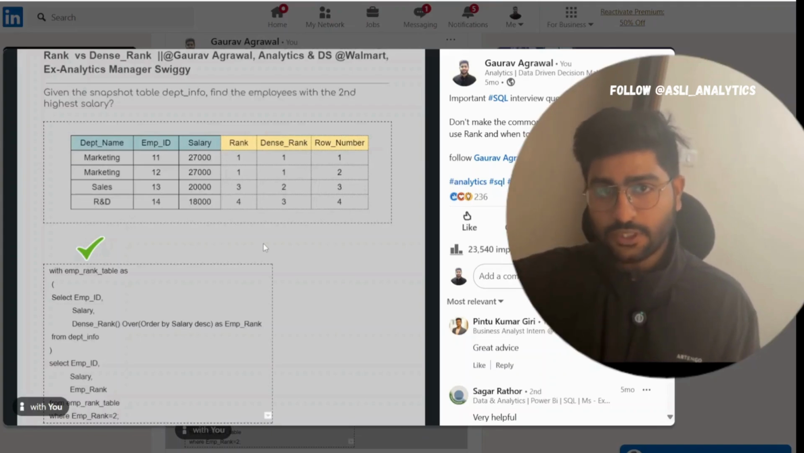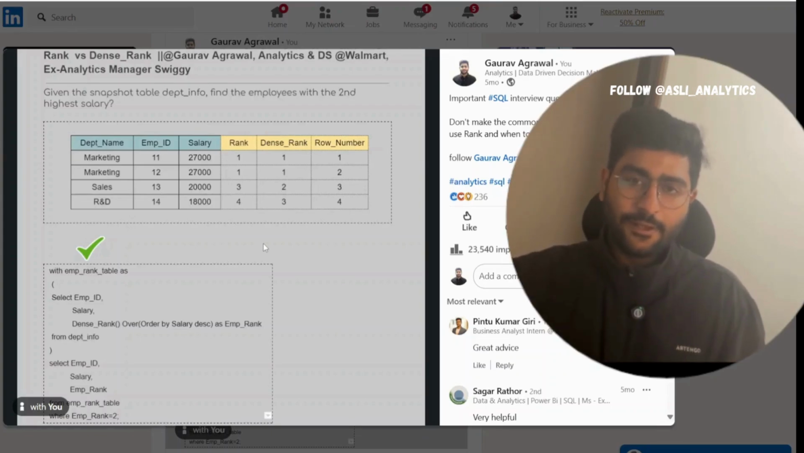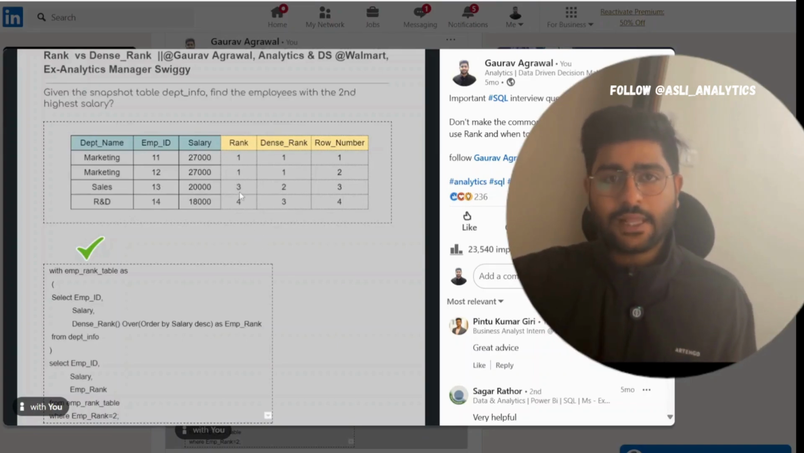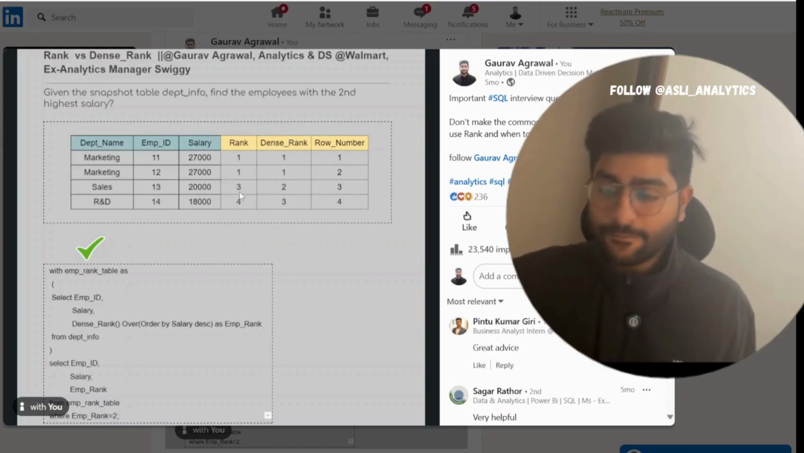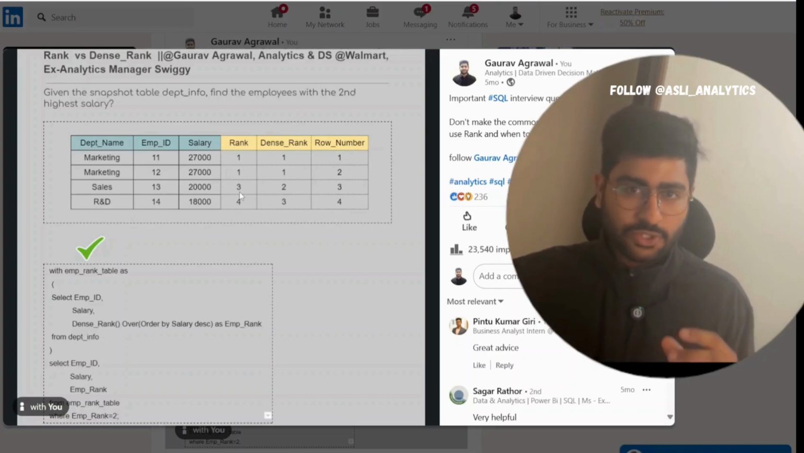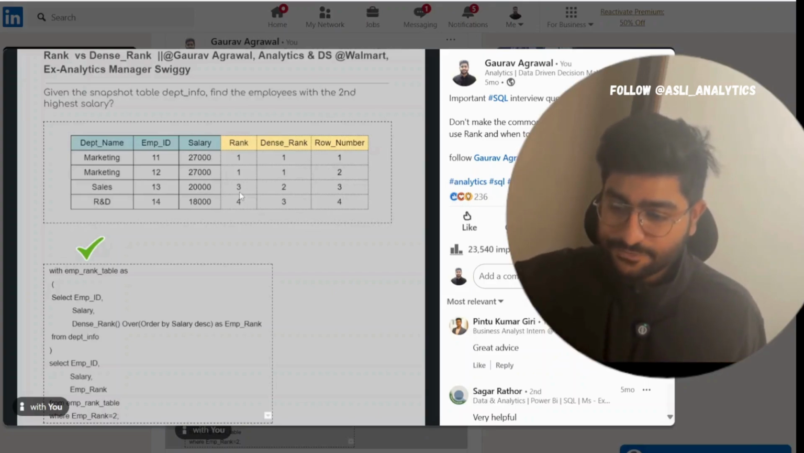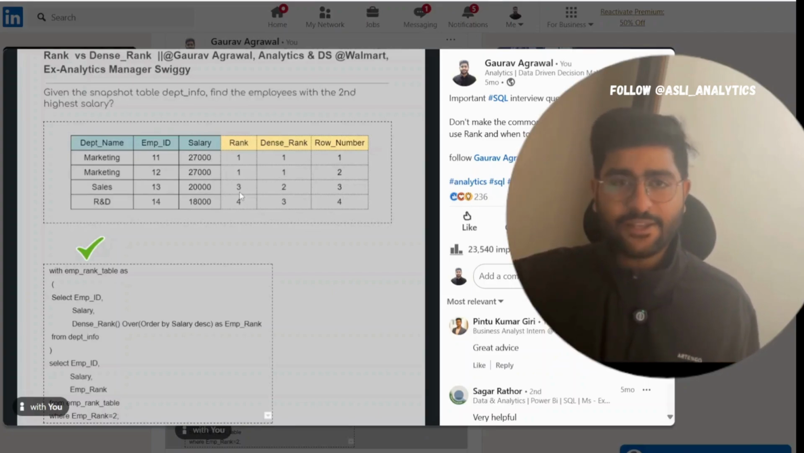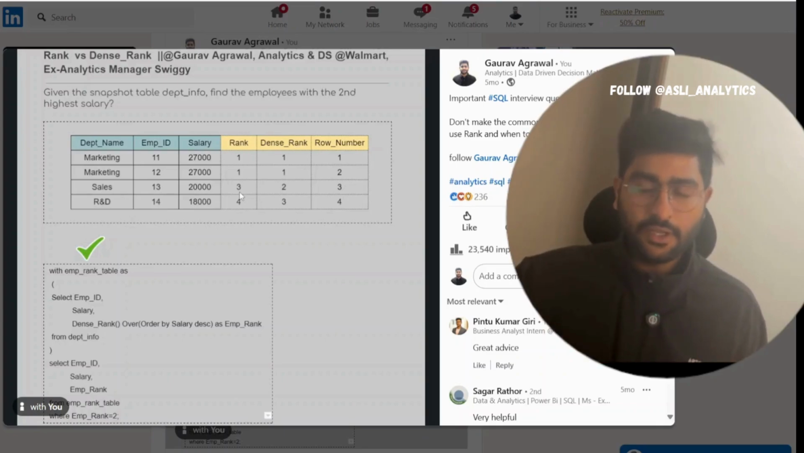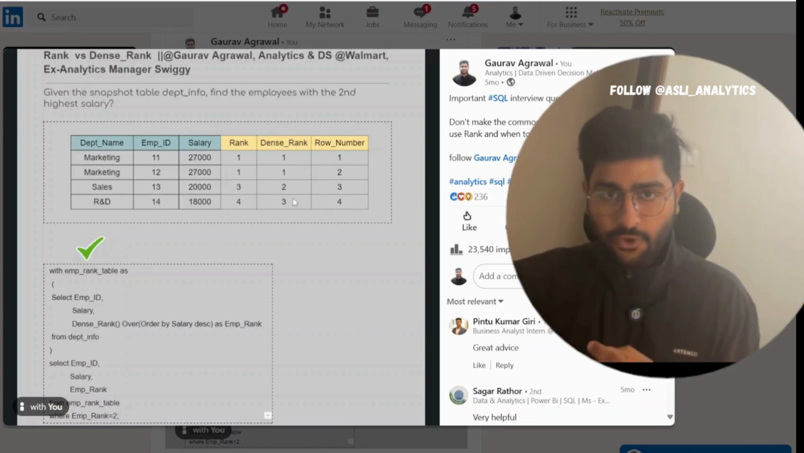Now if I use rank, the challenge would be that it will skip the next number, right? So you have 1, 1, and the second highest salary will be ranked as 3, and therefore when I use rank here and try to filter based on rank equal to 2, I will never really get an answer, right? This is where you can't use rank, you can't use row number, because it is not taking care of the duplication part, and therefore the only answer here is dense rank.